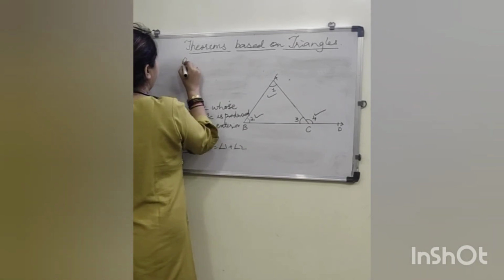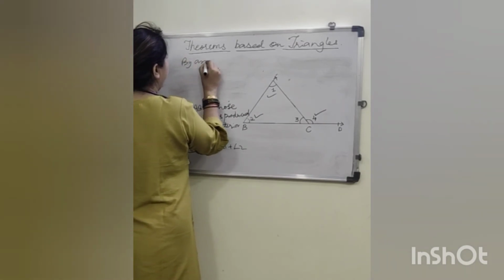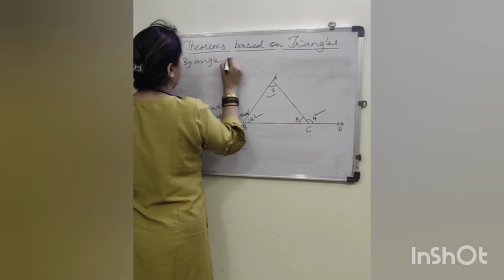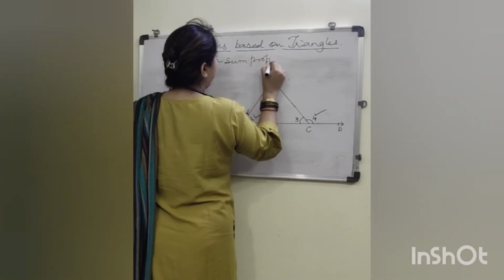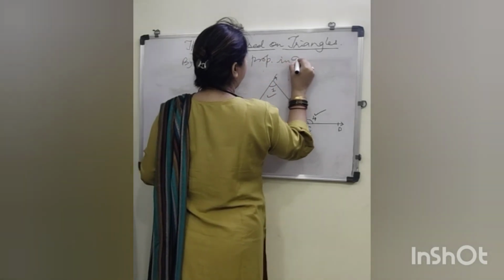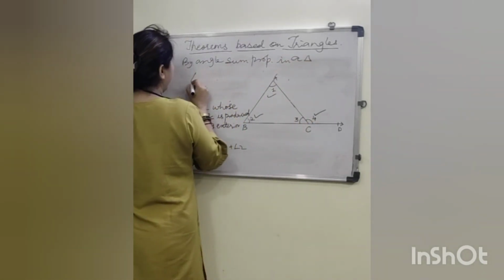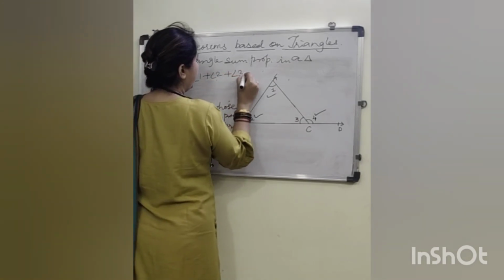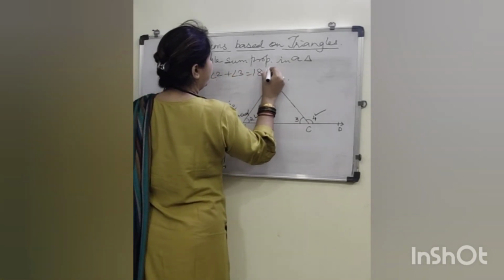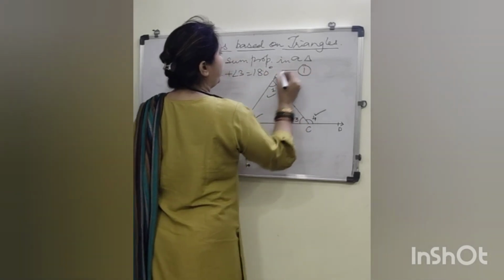By angle sum property in a triangle, angle 1 plus 2 plus 3 is equals to 180 degree. Is it so? We have proved in the previous theorem.